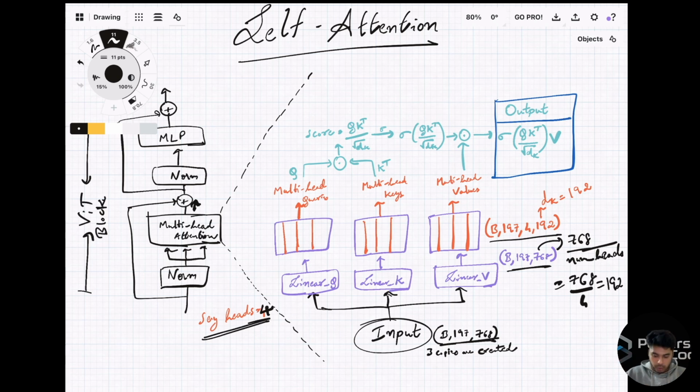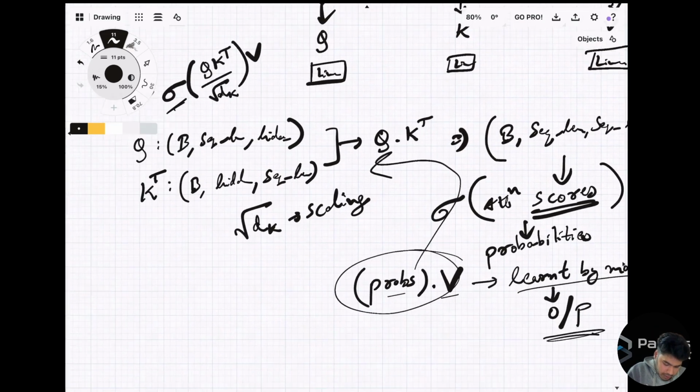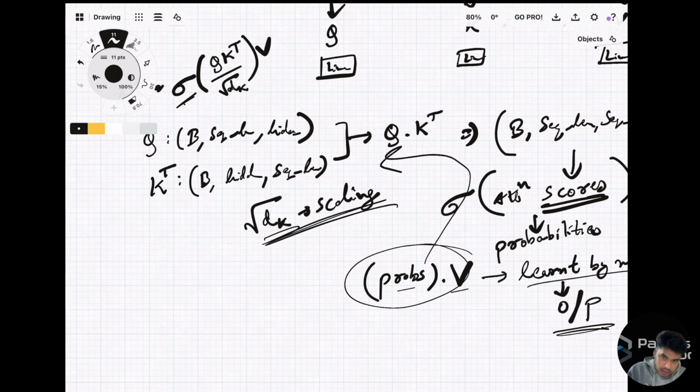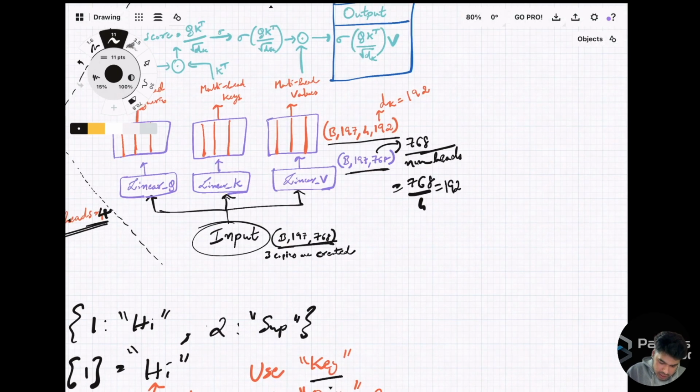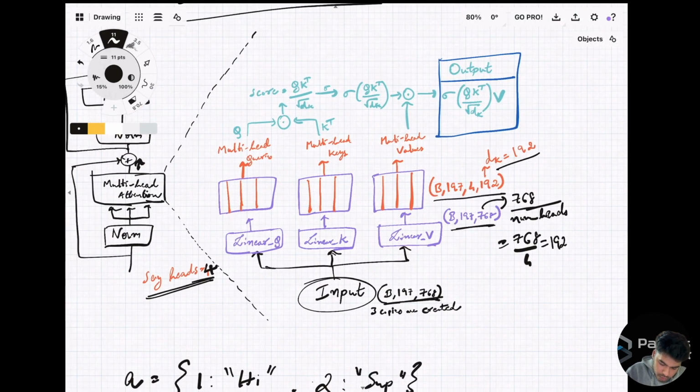It's nothing too fancy. The idea is that this 768 gets broken down into 4 parts instead of being pushed as one part. So there's this decay which we talked about here, the scaling factor. That scaling factor is essentially 192. That is the last dimension, the feature dimension, after dividing it into multiple heads.